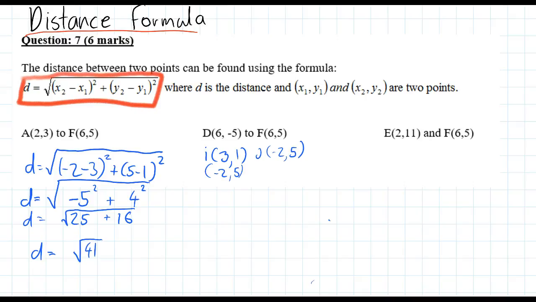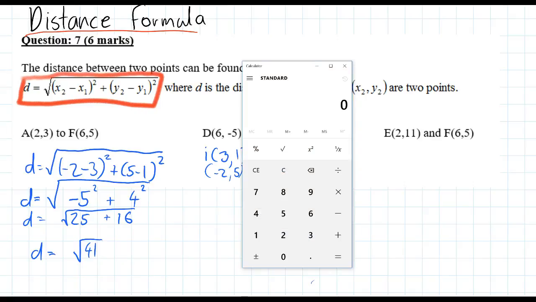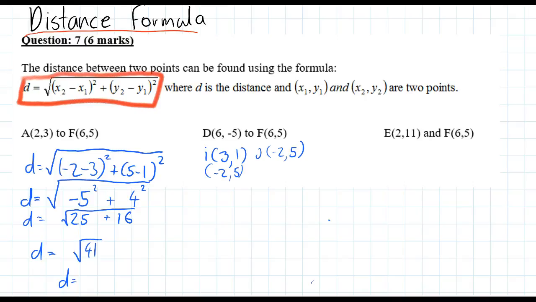Okay? Now I just get out my calculator. Square root 41 equals, and then I end up with 6.4, and then a whole bunch of decimals. We'll just go to one decimal place. D equals 6.4. So that's the distance from the first point I to the second point J.